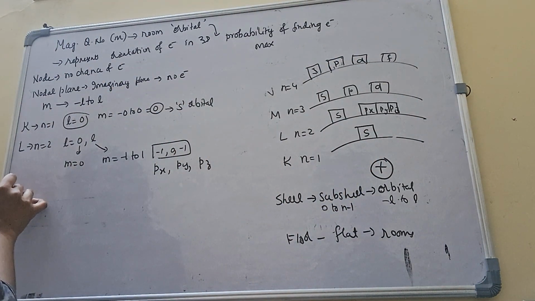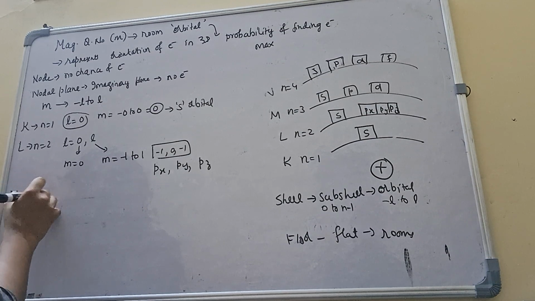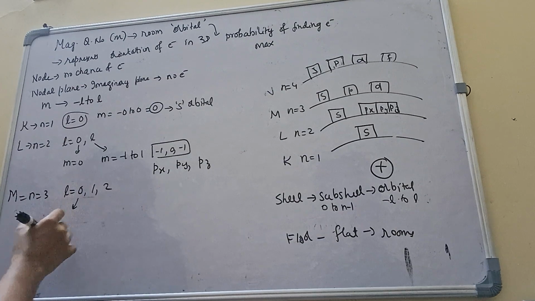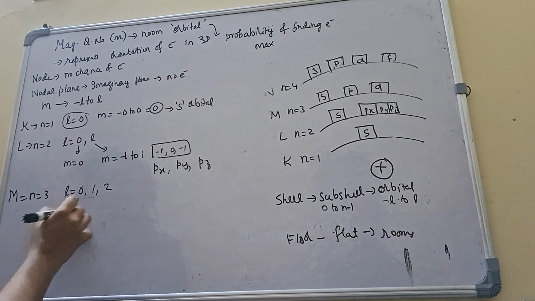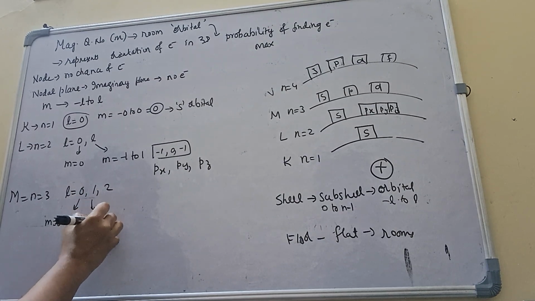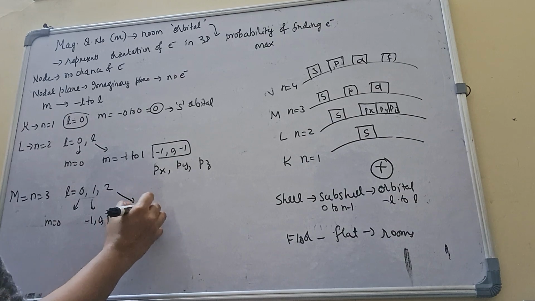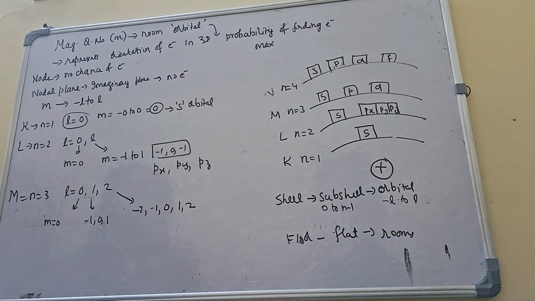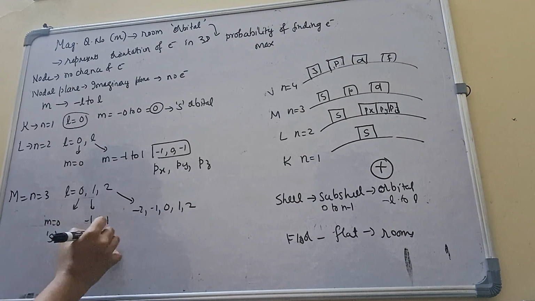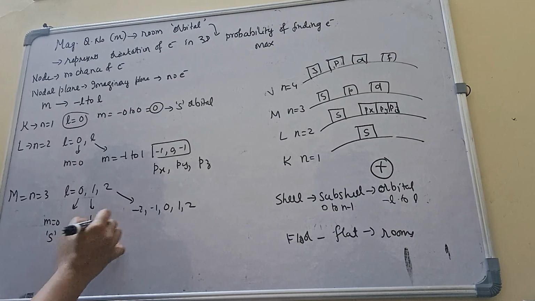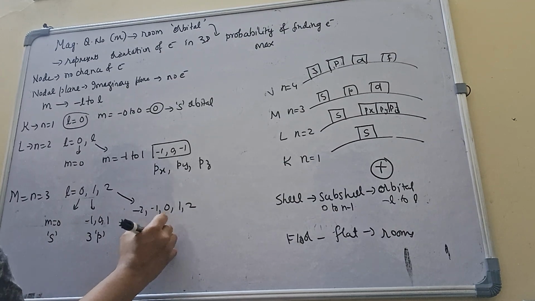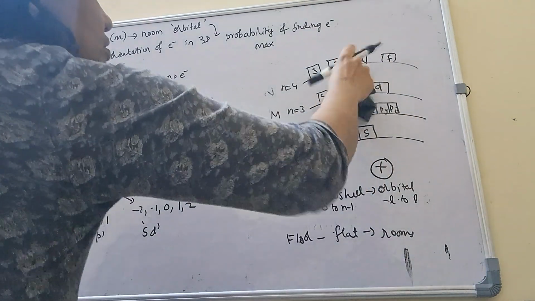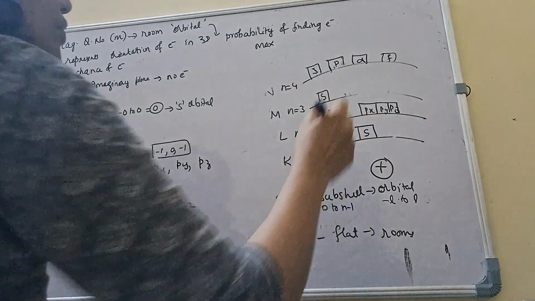Alright, so now let us go further and talk about M. For M, what will be L? 0, 1 and 2. This I already know. M is 0. If it is 1, it is minus 1, 0 and 1. If it is 2, minus 2, minus 1, 0, 1 and 2. Now look at that. This is your S orbital. This will be your 3p orbitals, and these are your 5d orbitals. So if I have to just tweak this diagram, this is how I'll be doing it.